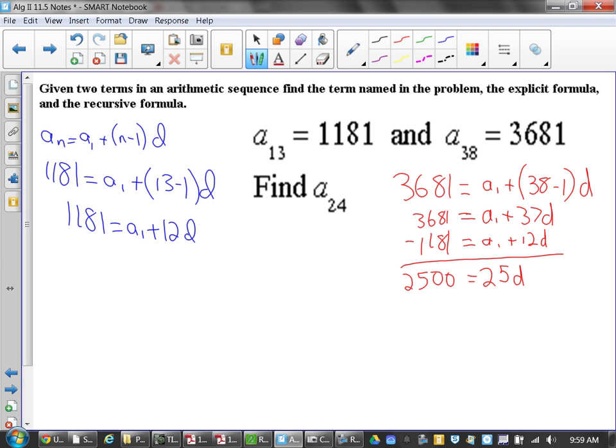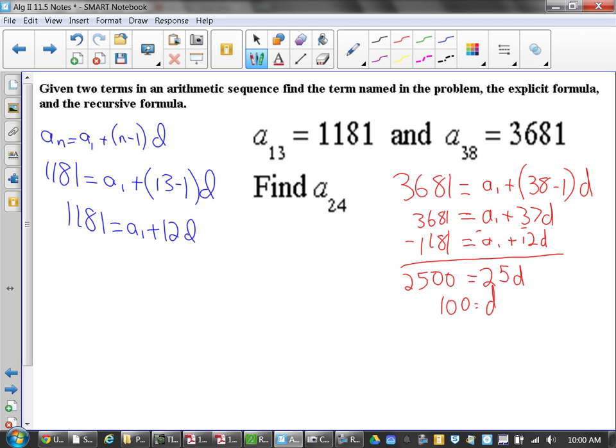What's your D? 100. Everybody okay with that? You could use substitution if you want. The reason I'm not using substitution is if I line these two up, I can eliminate the first term right away. It's a quicker method of doing it. There's nothing wrong with substitution if you want to go that route. You'll still get the same answer, you'll just take a little bit more time. So you get 100 for your difference.